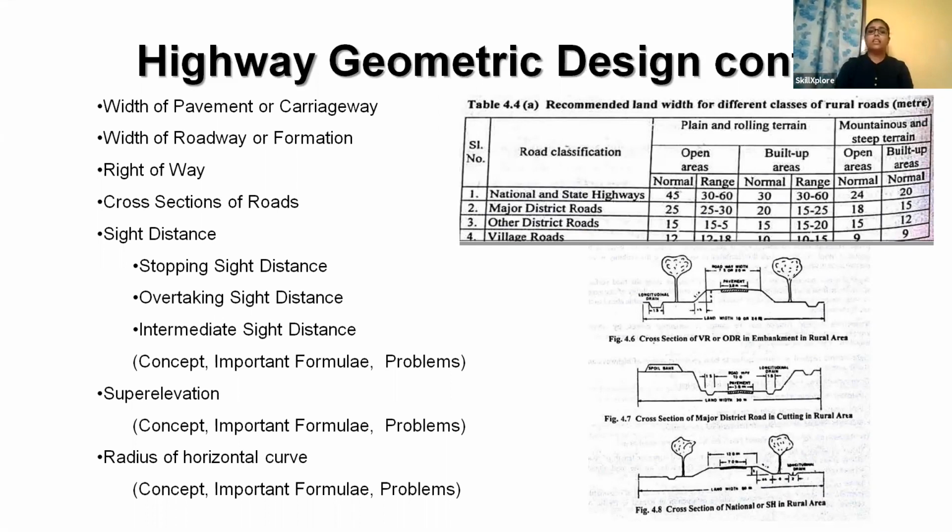Another thing is the radius of the horizontal curve. What should be the radius of the horizontal curve so that there won't be any problems while encountering the curve? There will be a minimum radius, there will be a maximum radius, there will be a grade compensation. All these things will be studied under the radius of the horizontal curve. So concept, important formulae and problems in this area will also be discussed in our classes.